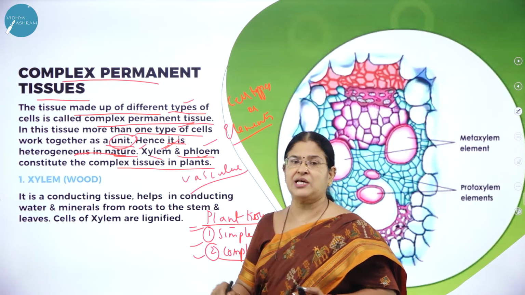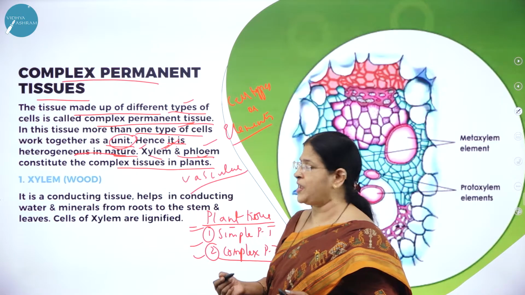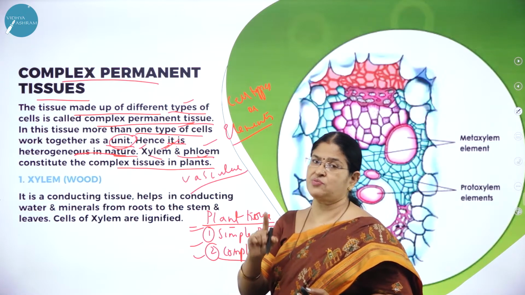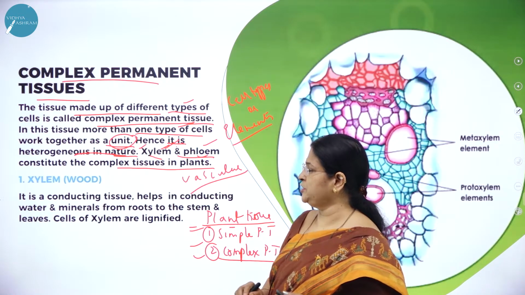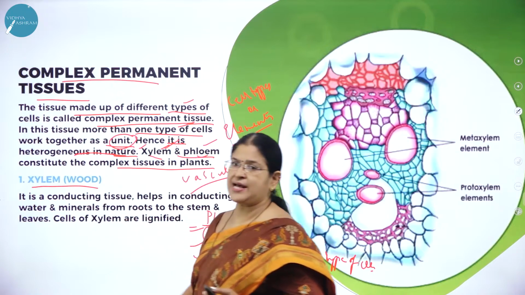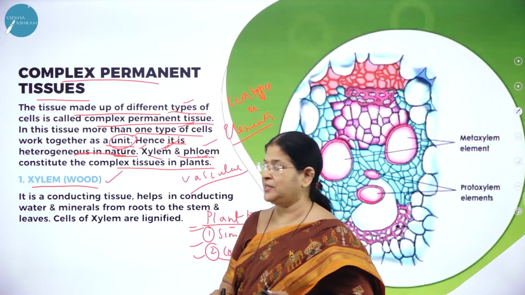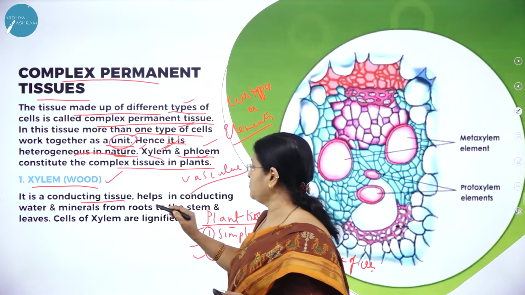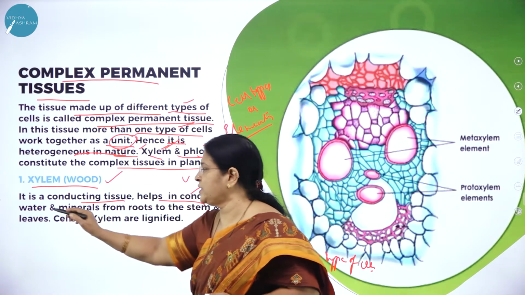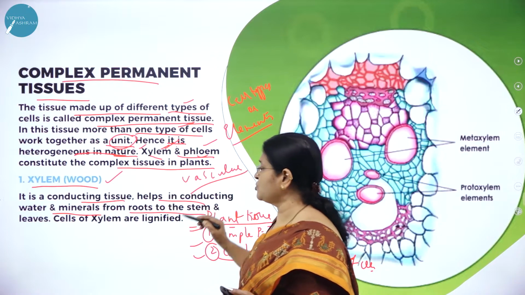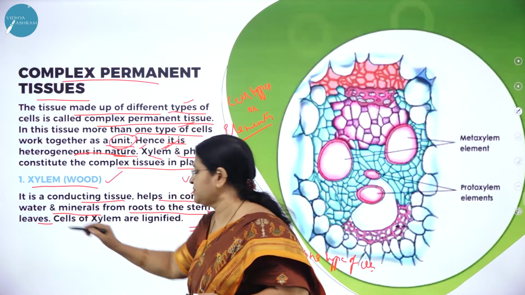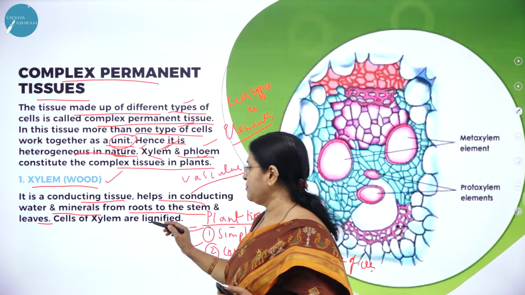And plants having xylem and phloem are called vascular plants. Now we'll move on to the first very important type of complex permanent tissue, that is xylem. As I said, xylem is also called wood. What is xylem then? It is a conducting tissue, helps in conducting water and minerals from roots to the stem and leaves. Here the cells of xylem are lignified.